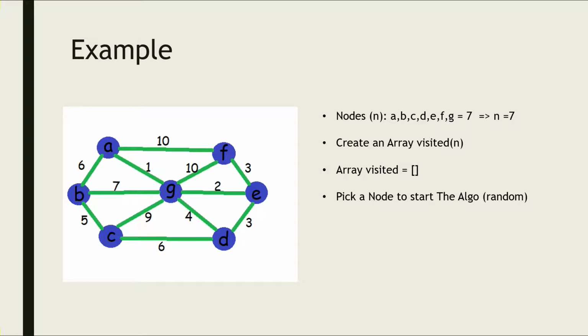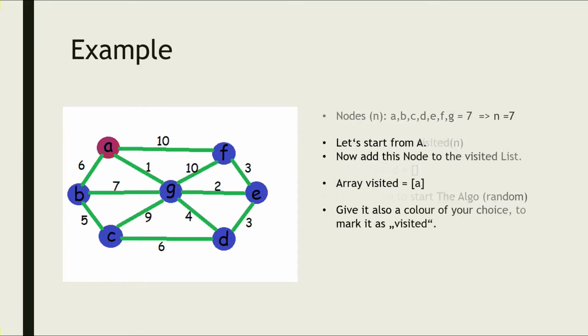Now let's see an example. We have a weighted, undirected graph with 7 nodes. First, we create an array named visited, in which we place all the nodes that we have visited so far. To start the algorithm, just pick a random node. Let's start from A. Now add this node to the visited list.